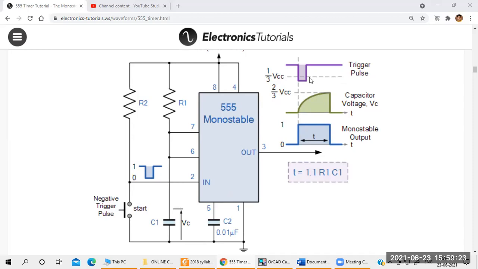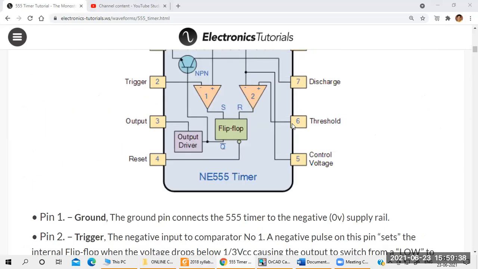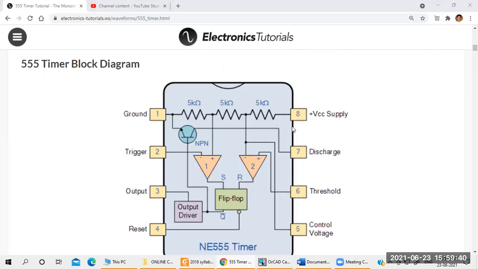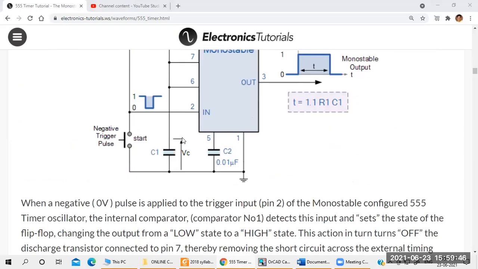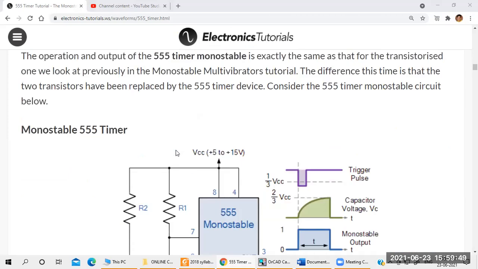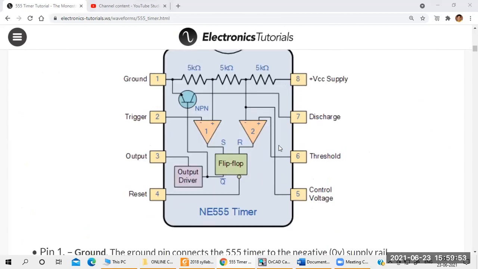Understood? Remember this. When the trigger pulse is below 1/3 VCC, the capacitor starts charging from 0 to 2/3 VCC. Because why? Because pin number 2 is going to be triggered, that is this one here. But the capacitor is connected to pin number 6. Where is pin number 6 here? This one.